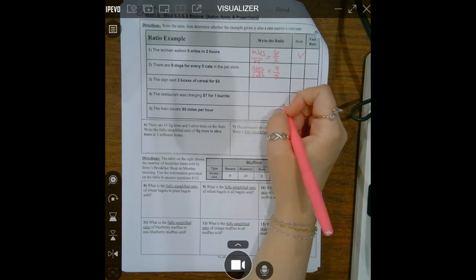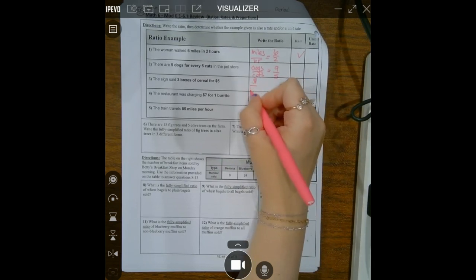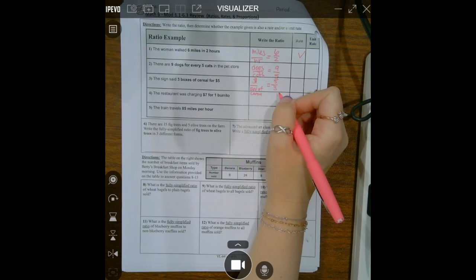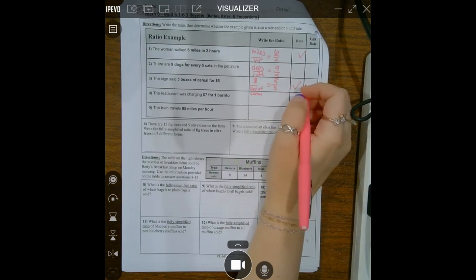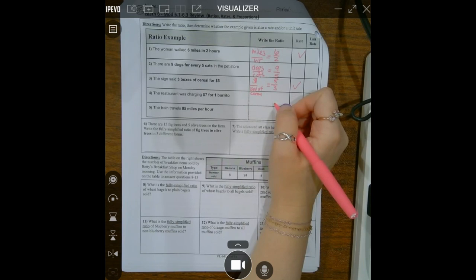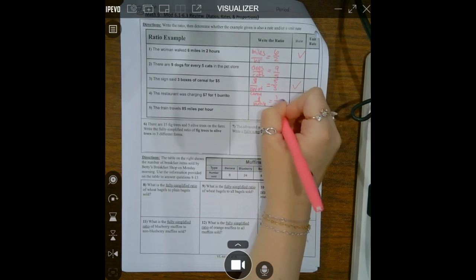Okay, the next one says the sign said 3 boxes of cereal for $5. So this is how much money per box of cereal. And it says it's $5 for 3 boxes. Is that a rate? Yes, because we're like talking in terms of measurement and money. Is it a unit rate? Not yet. We would have to find out how much it is for 1 box in order to be a unit rate.